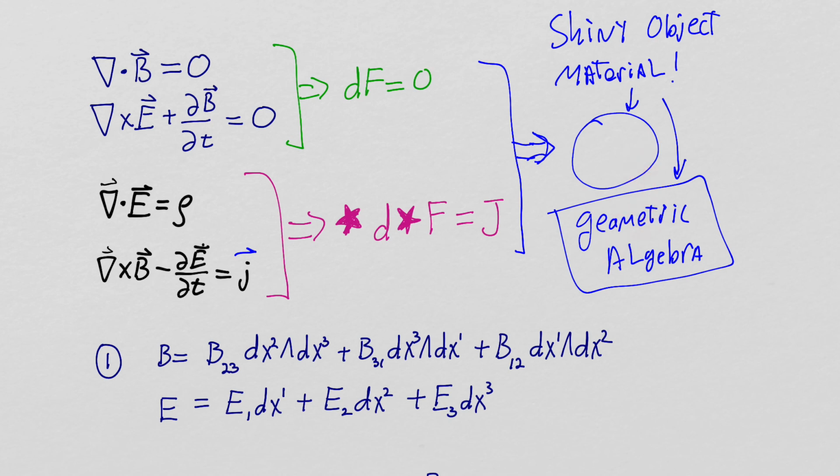Okay, so there we have it. This is how differential forms are applied to the theory of electromagnetism.